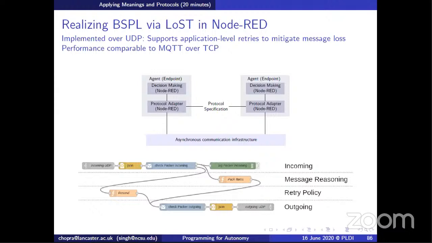So we realized what we did was essentially implement BSPL in Node-RED by using it in terms of the LOST architecture. And the figure shows how it's a specialization of a figure you've seen earlier, where the agents communicate on the basis of a protocol. There's a protocol adapter that ensures correctness and that supports the programming model that supports each party to develop its agent by plugging in its decision-making policies into the adapter. So for example, if an agent wants to send a message, it can check with the adapter if that message is legal to send given the local state. If it is legal, the adapter will then go ahead and update the local state and send it out on the infrastructure across to the other agent.